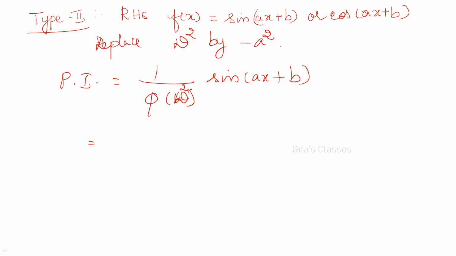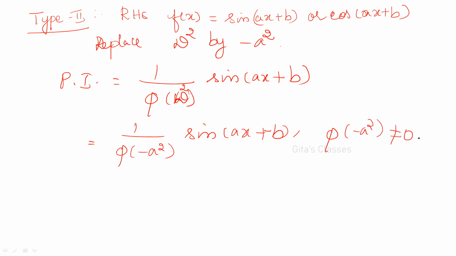So if you have phi of D squared, then you will be getting 1 by phi of minus a squared into sine of ax plus b, provided phi of minus a squared is not equal to 0. Again, if it is equal to 0, the same method that we have done for e power ax, we have to follow that.